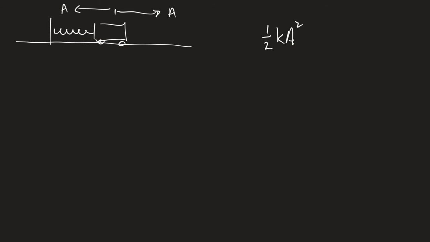They would like us to discuss what fraction of the total energy of the cart spring system is elastic and what fraction is kinetic when the cart is at A over 2. So the amount of potential energy when the cart is at A over 2 is going to be 1/2 k (A over 2) squared. That's the amount of potential energy when the cart is at A over 2.